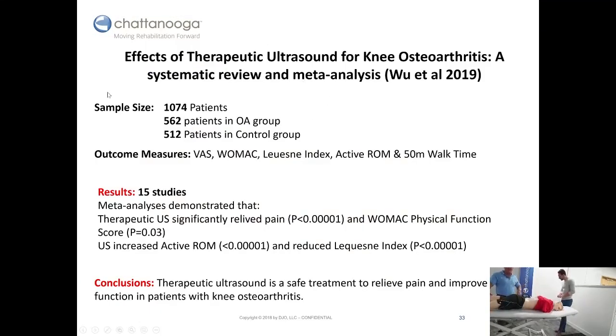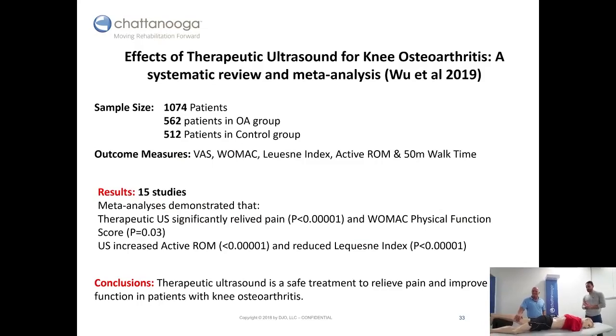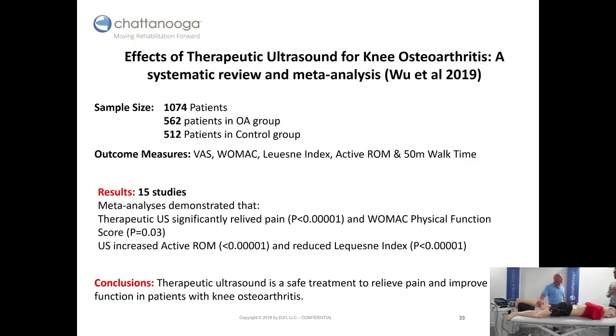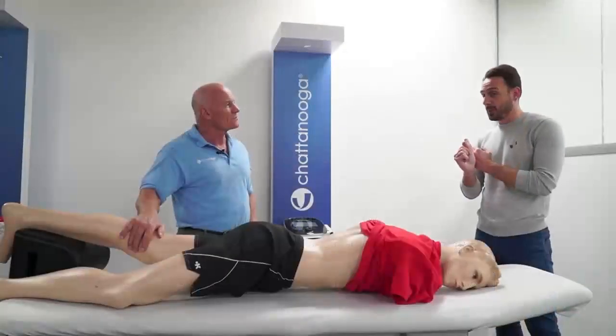Okay. So the first one that I picked was from Wu et al. in 2019. They looked at 15 randomised control trials, and then they did a meta-analysis of those. In total there were 1,074 patients, 562 in the OA group and 512 in the control, so a really big sample size, which is really good. In terms of outcome measures, they're looking at the VAS scale for pain, WOMAC for pain and physical function, active range of motion, and 50 metre walk time.